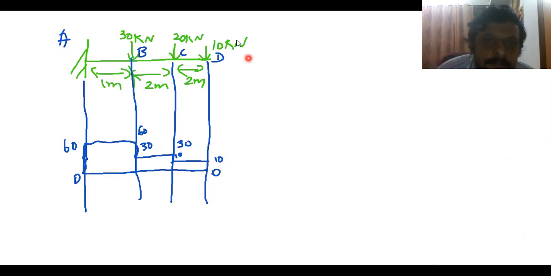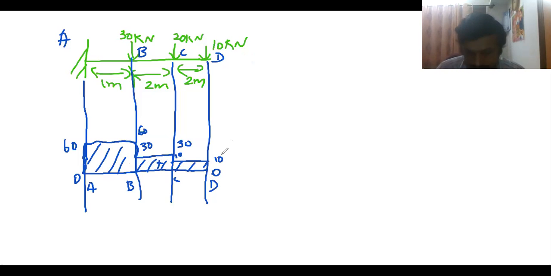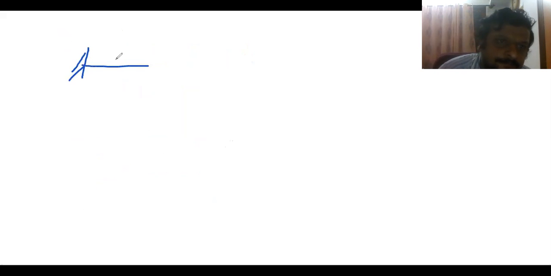So we'll just locate it like this. It is the required shear force diagram, which is positive, corresponding to A, B, C, and D. Is that clear, students? That is with respect to the shear force diagram only. Now we get to the bending moment diagram. For that we'll take it separately as usual.